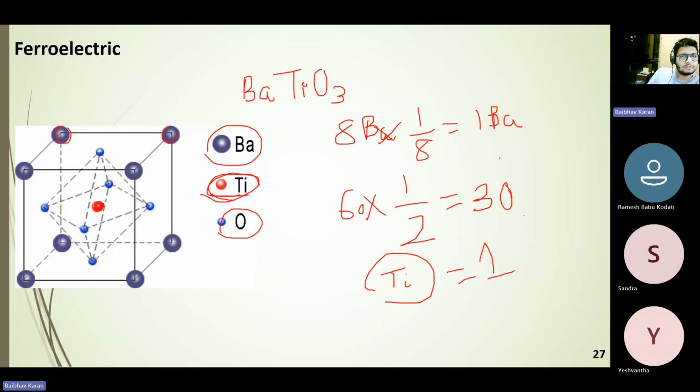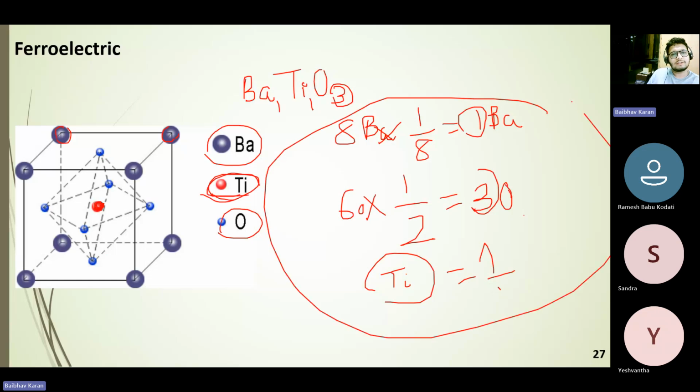So that gives the ratio 1 is to 3 is to 1. Oxygen is 3 and 1 titanium. So that means charge neutrality is observed, because the number of positive charges is equal to the number of negative charges. So this means there is no extra charge in the material. So how can I say that this material shows ferroelectric behavior?